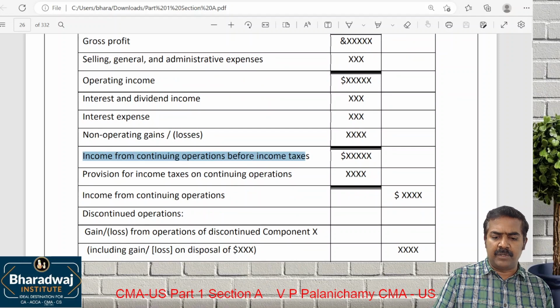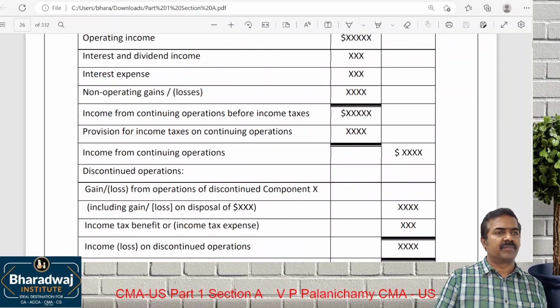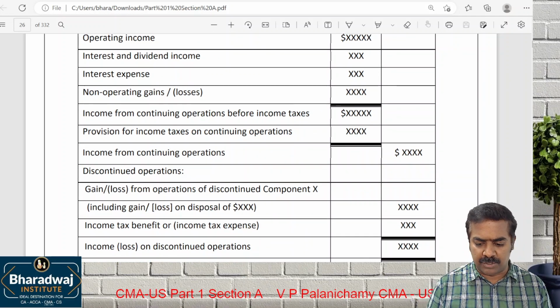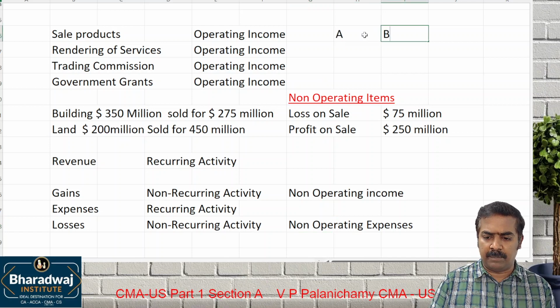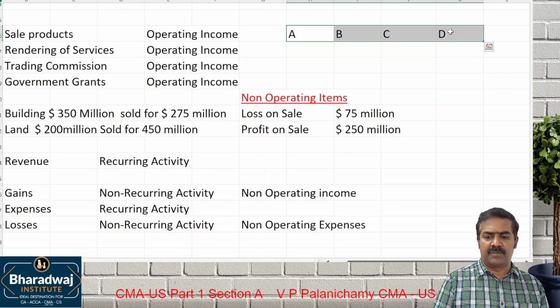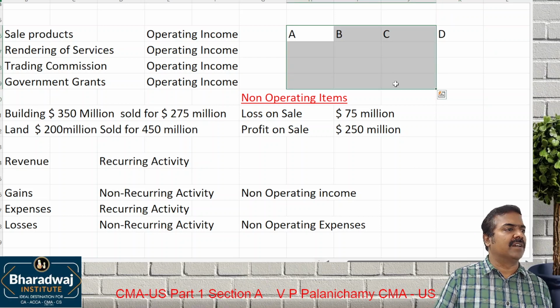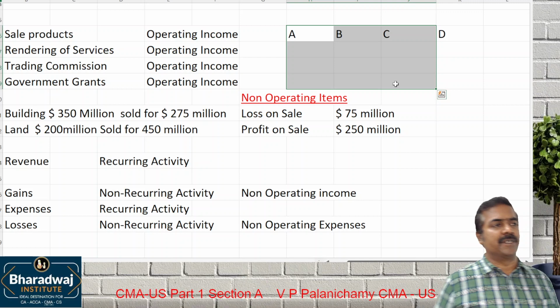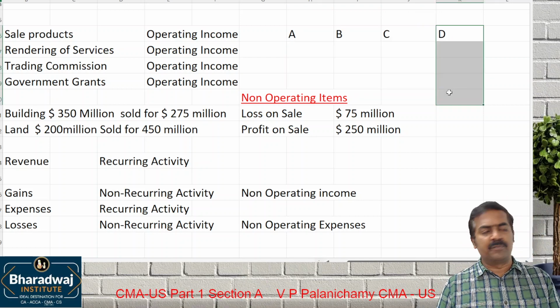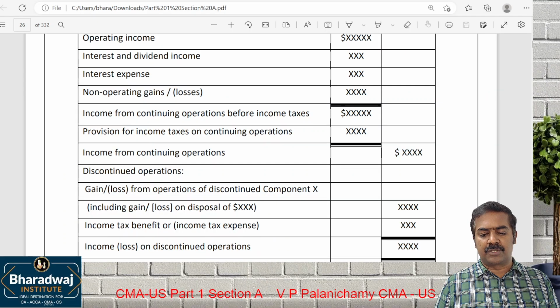Then income from a continuing business. Then provision for tax, and income from continuing operations will come. Then discontinued operations. What do you mean by discontinued operations? During the year, you discontinue some business. For example, let us assume I was dealing in 4 products, A, B, C, and D. I am finding product D I'm not comfortable with, so I'm going to discontinue the product. So A, B, C income, we'll call it continuing operation. The income from product D is discontinued in the current year, and you should disclose that separately.